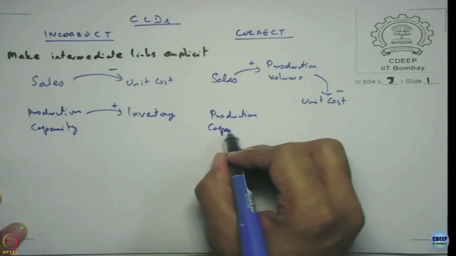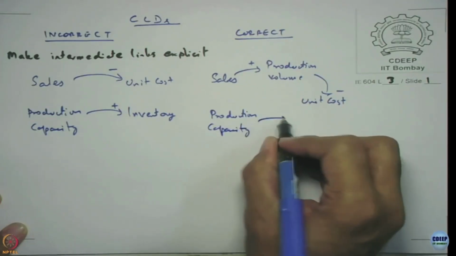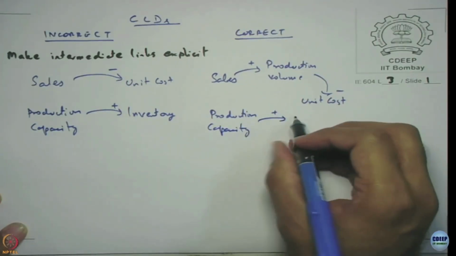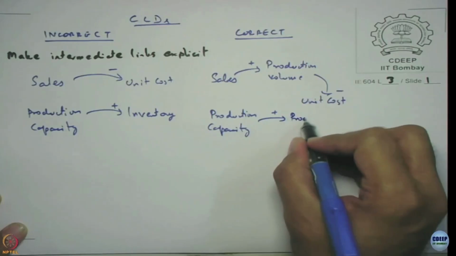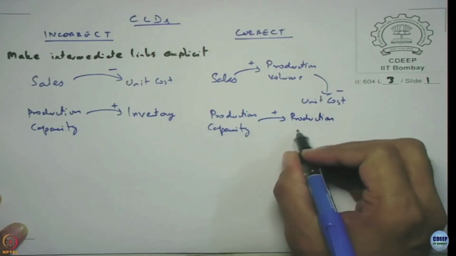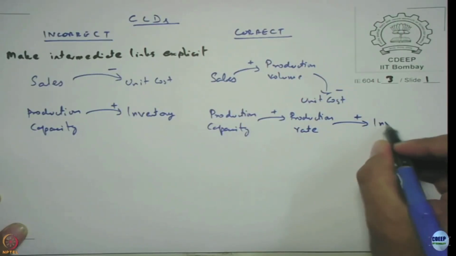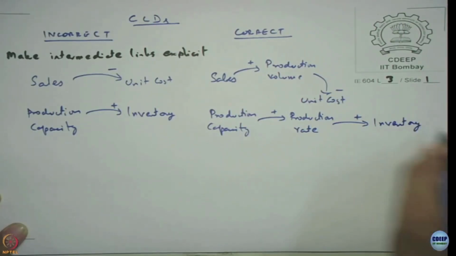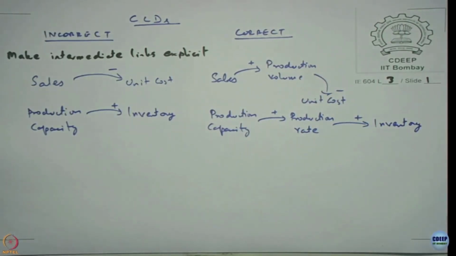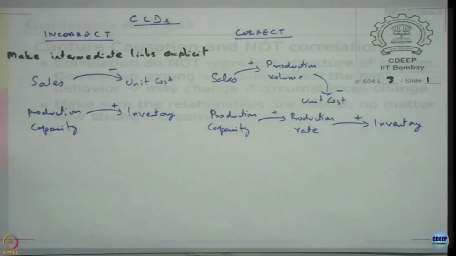production capacity, as it increases, it tends to increase our production rate, which tends to increase our inventories. So, with larger capacity, I can afford to have a larger production rate, which can lead to increased inventory accumulation within our facilities. So, this is what we mean by making intermediate links explicit.